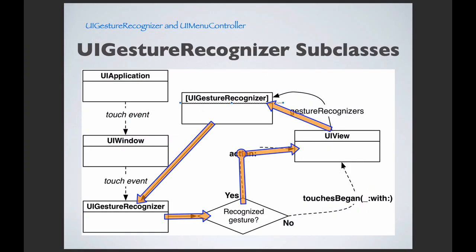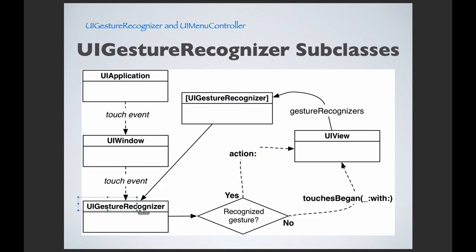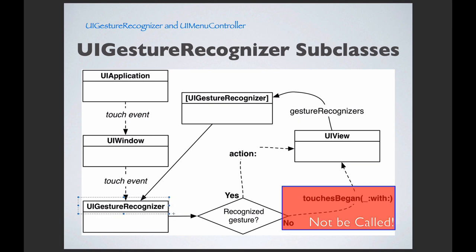When recognizing a gesture, the gesture recognizer intercepts the touches destined for the view. Thus, the typical UIResponder methods like touchesBegan may not be called on a view with gesture recognizers.